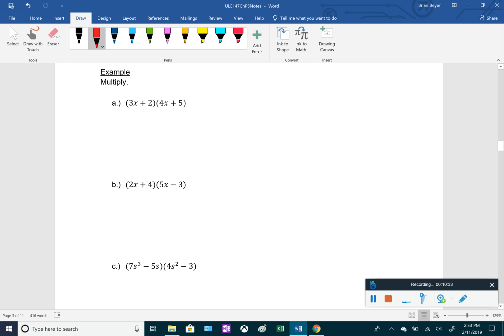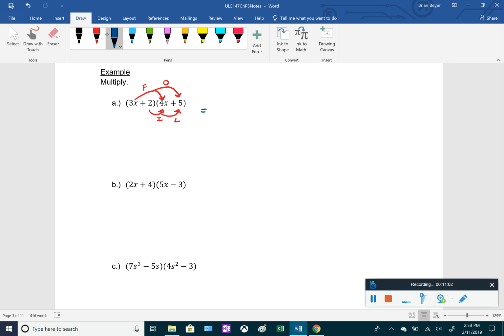So we have 3x plus 2 times 4x plus 5. So it's going to be the first terms multiplied together. And then it's going to be the outer terms multiplied together. And then the inner terms. And then these last terms. So it's just distributing, but we can call it foiling if we want. I just kind of recommend you thinking about it as distributing.